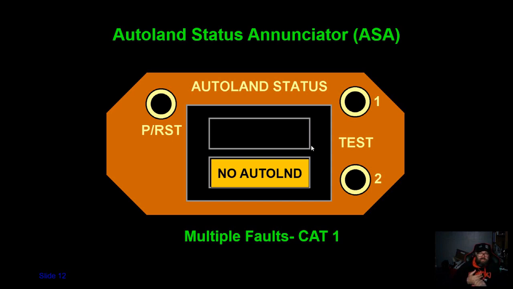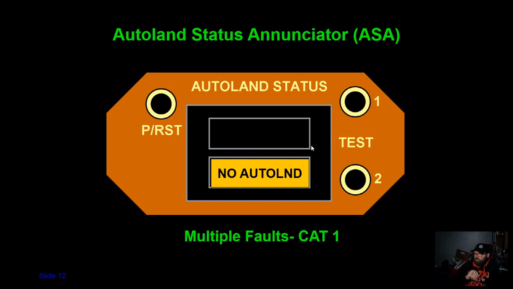Cat 2 and 3 for most places are going to be auto land only. You're not allowed to hand fly them. So if you're in a Cat 2 and 3 environment and this comes up, you need to divert somewhere where you can hand fly it, because that's what this is telling you. So it's multiple faults across multiple autopilots, and I'll explain that here in just a second.